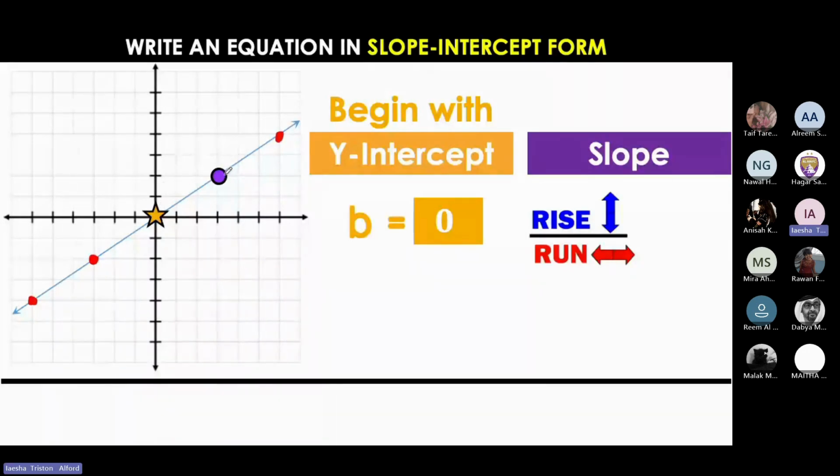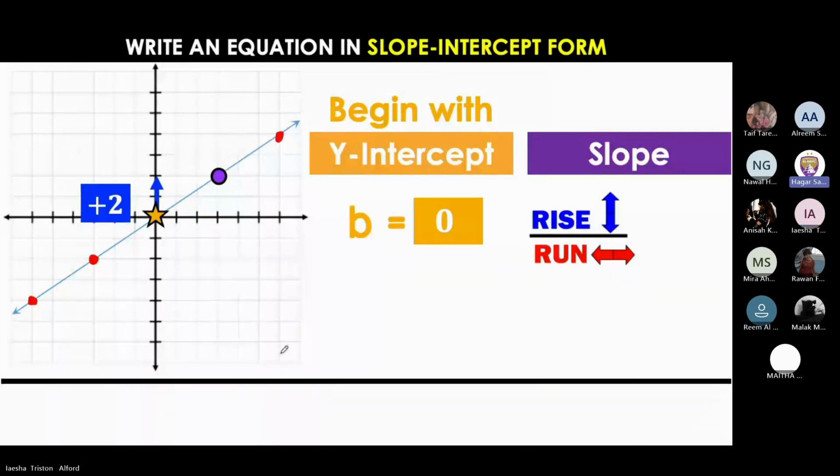Starting at the star and going to the purple point, up or down? Up. How many? Positive 2. Okay. From here, left or right? Right. How many? Plus 3.